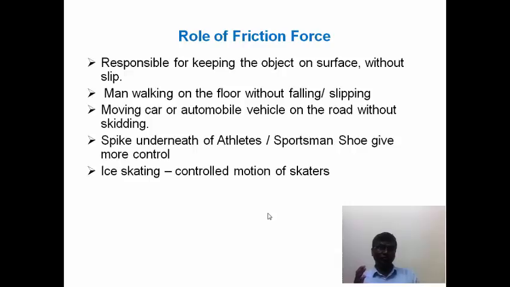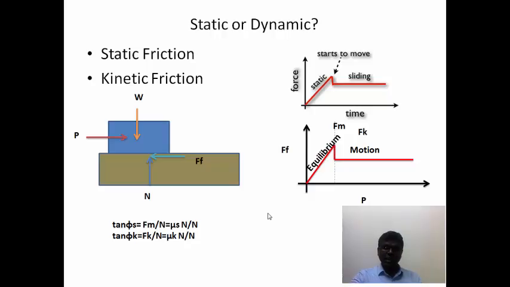For example, it is responsible for keeping an object on a surface without slipping: a man walking on the floor without falling and slipping, and a car, an automobile vehicle, moving on the road without skidding. Spikes under an athlete's shoes give sportsmen more control. In ice skating, it controls the motion of the skater. So the friction force is very important if you want to have more control in these real life situations.